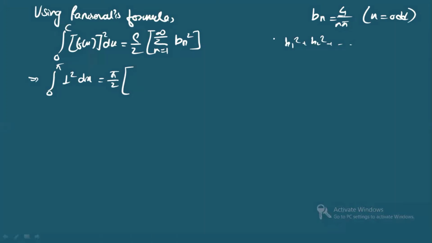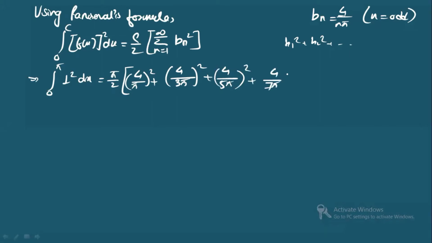So here if you see, what you are having? You are having b1. b1 is this 4 by n pi, right? So n equals 1, so it is 4 by pi whole square. Again, you will have 4 by 3 pi whole square, because n equals 2 is 0. Plus 4 by 5 pi whole square plus 4 by 7 pi whole square, and so on.